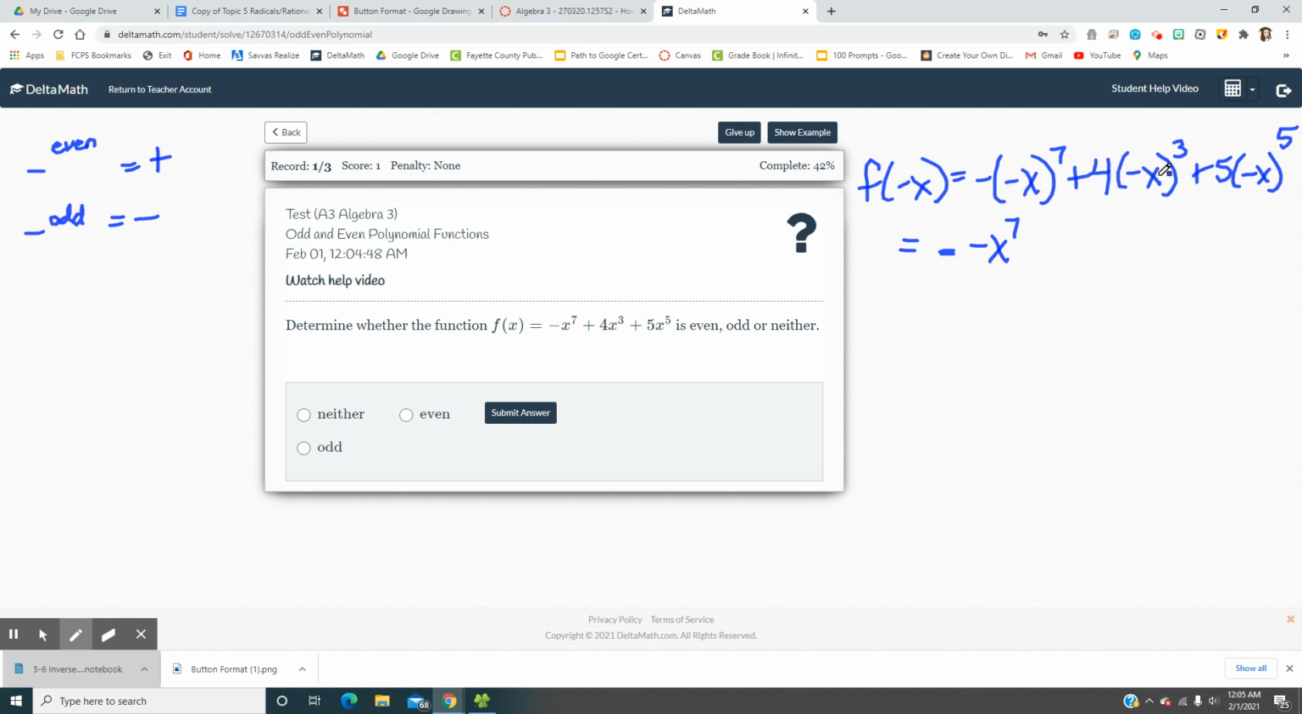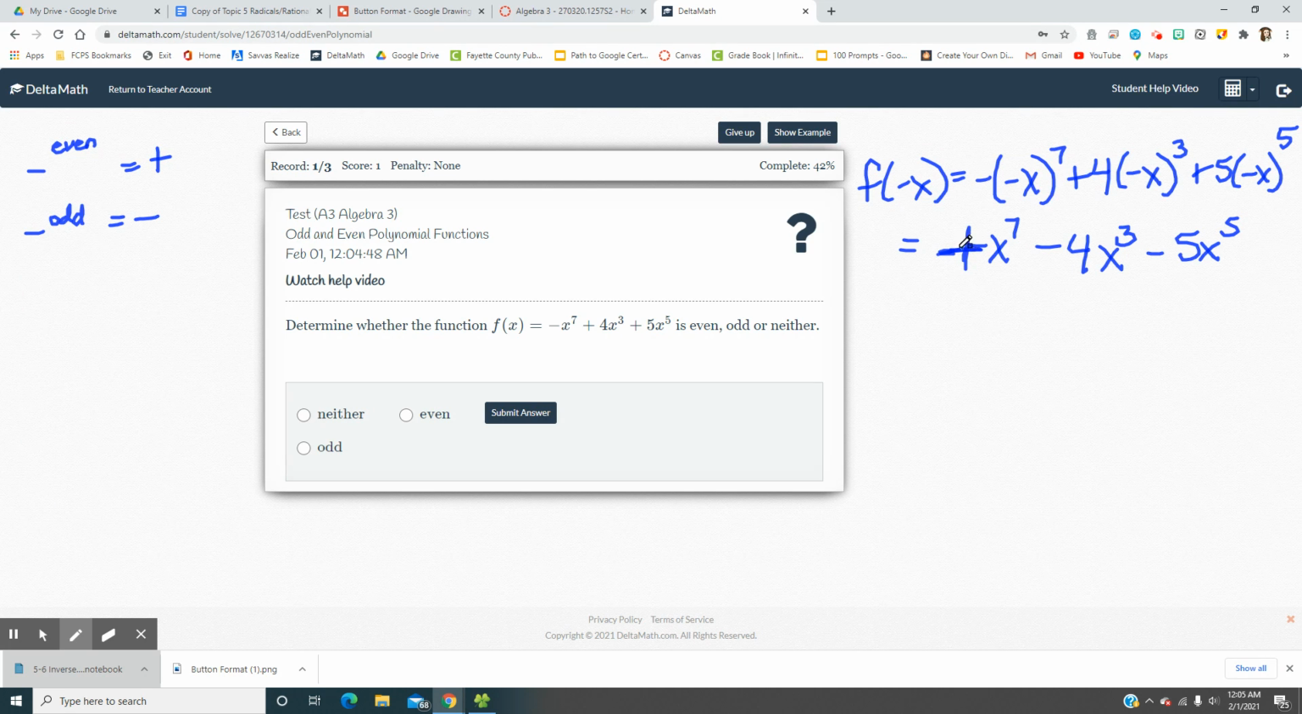Negative x to the 3rd, that's a negative to an odd power, which is negative. So negative x cubed times positive 4 is minus 4x cubed. And a negative to an odd power is a negative times 5, minus 5x to the 5th. Right here I have a negative, which is positive.